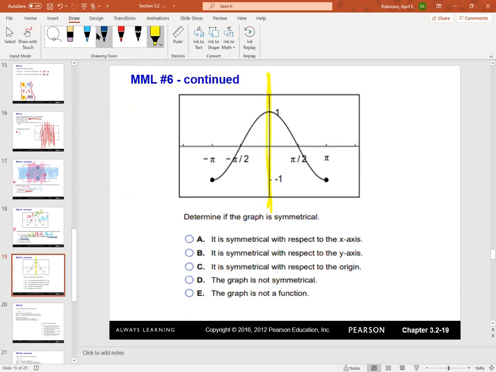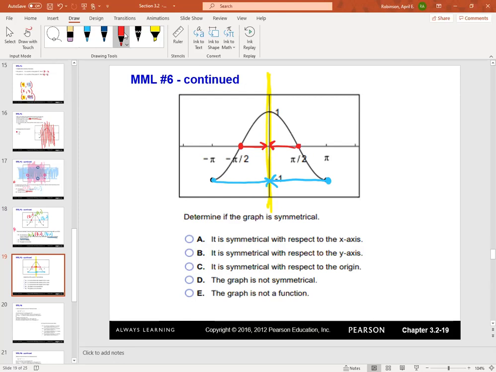Because this point is negative pi to the left, and this point is positive pi to the right. They're the same distance. And so is this point and this point. This is negative pi over 2 away from that line, and this is positive pi over 2. They're both pi over 2 distance away. They're mirror images of each other.